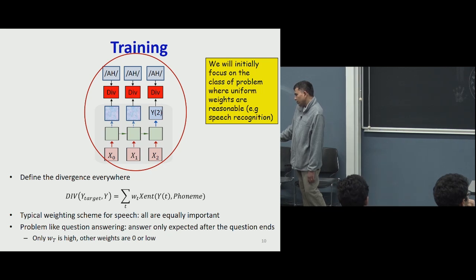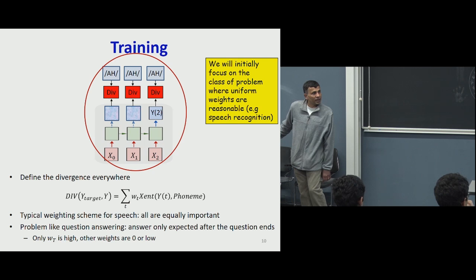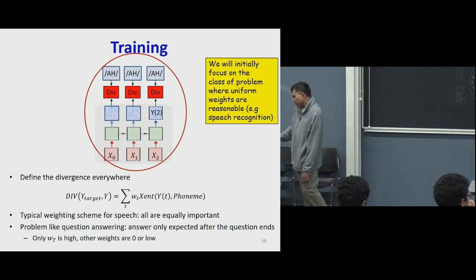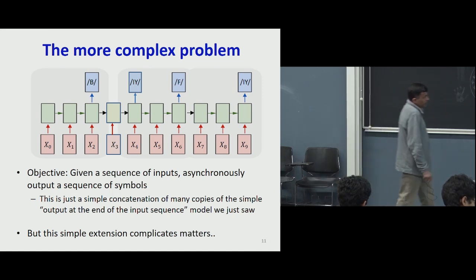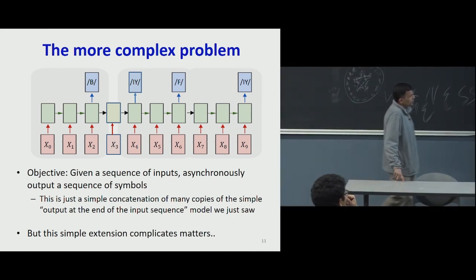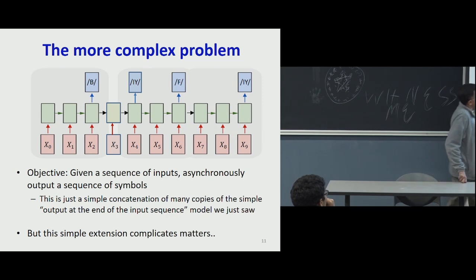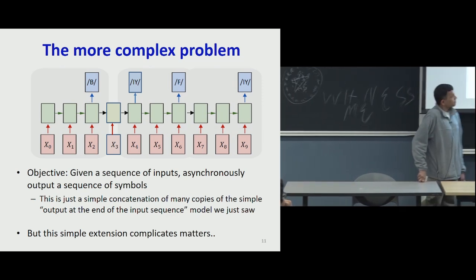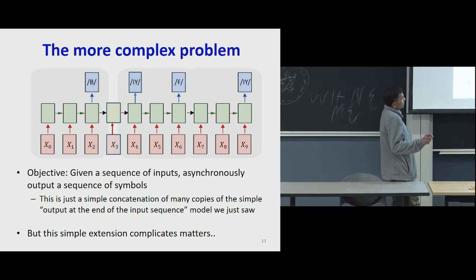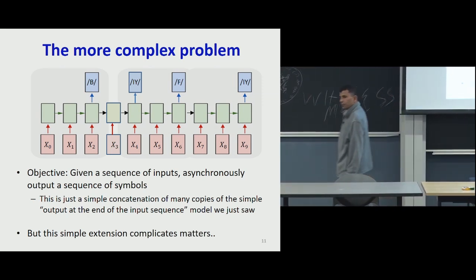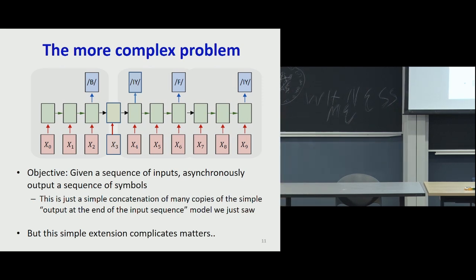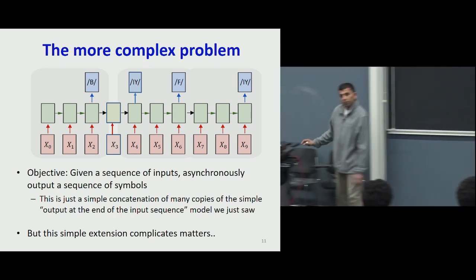So in training, you could just define the divergence everywhere, and you could pass the gradients through the network. All of this we saw. Then here was the more complex version of the problem, where you're given a sequence of inputs, and you must asynchronously output a sequence of symbols. So this is just a simple concatenation of many copies of the simpler problem, output at the end of the symbol sequence problem.